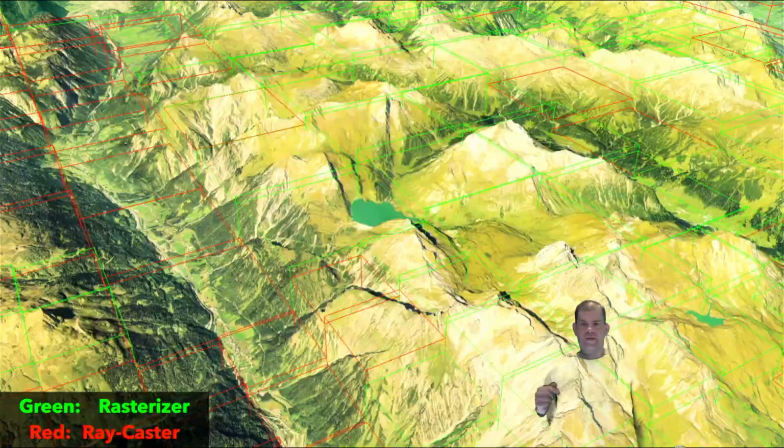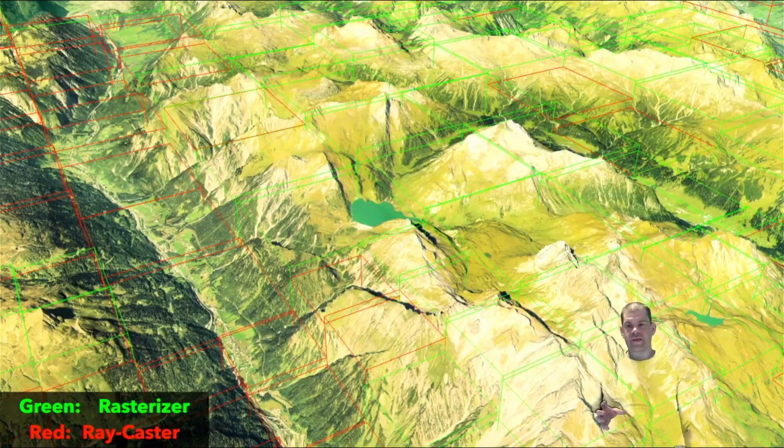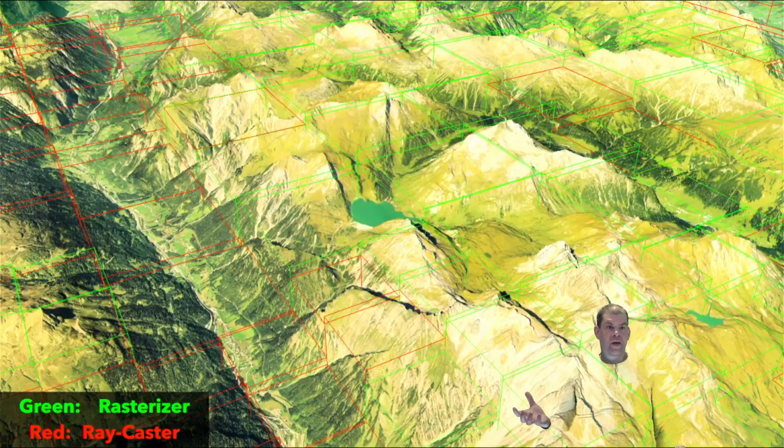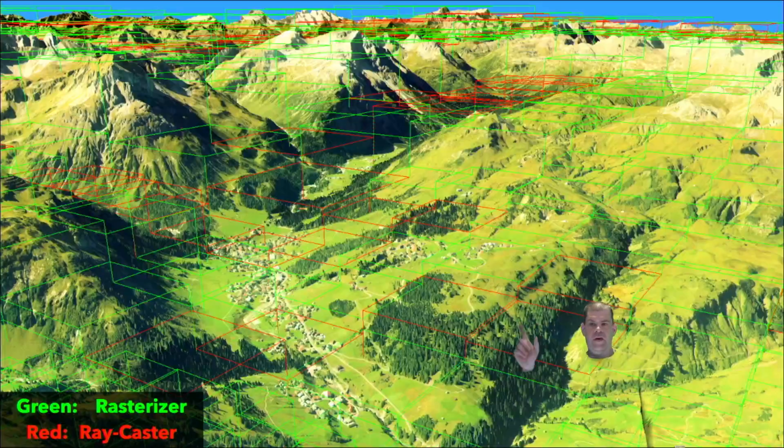Here's another screenshot. Notice that there are red boxes where the trees are. This is where a lot of geometry happens. There are more green ones where there aren't so many trees. Also, going back to this image, at the front we have a few green ones. Those are big. At the back we have maybe more red ones.